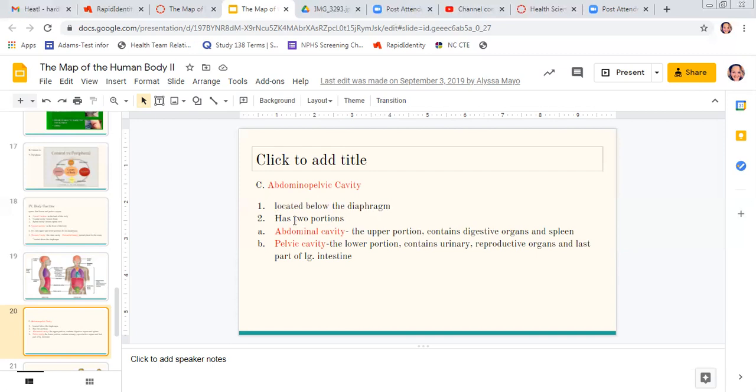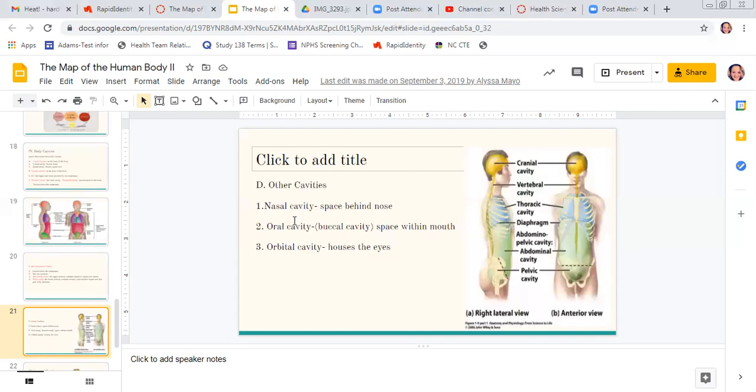There's two portions of the abdominopelvic cavity. You have the abdominal cavity that contains your digestive organs and spleen, and then you have your pelvic cavity, which contains your urinary and reproductive organs, and then the very last part of the large intestine, which is your rectum, that you excrete or eliminate waste from. There are other cavities we're going to hit as we go through this.